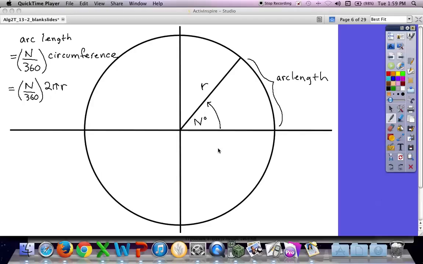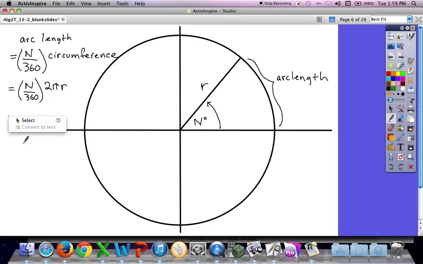So the way we calculate it is you multiply the whole circumference by the fraction of the circle that n degrees represents. And since it's 360 degrees to go around the whole circle, then n over 360 is the fraction of the circle with that central angle. And the formula for circumference is 2 pi r, right? That's an old formula that we should know, 2 pi r.